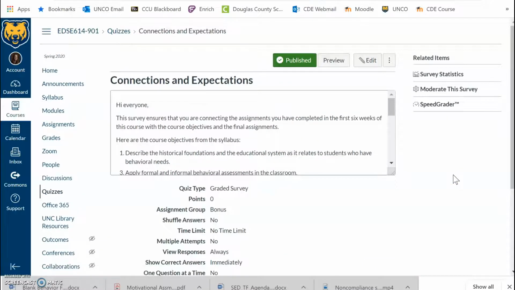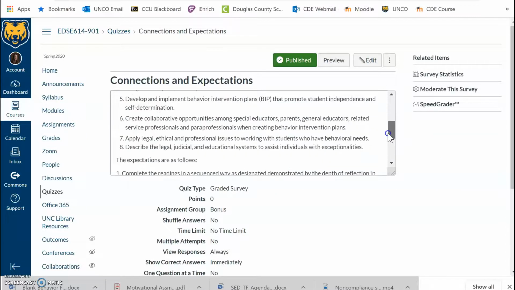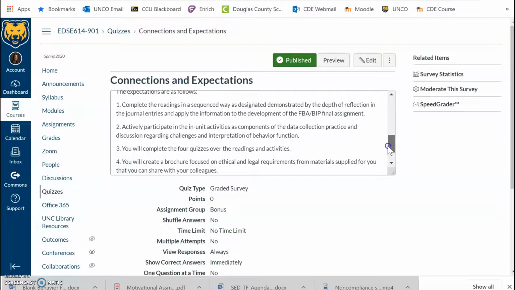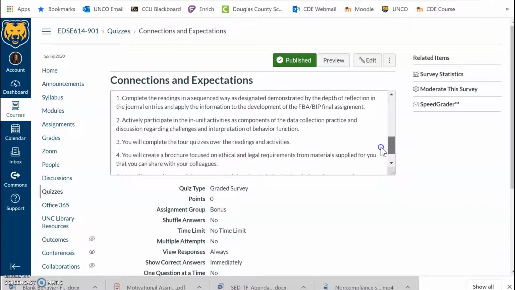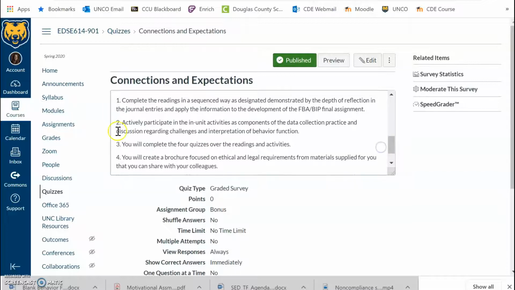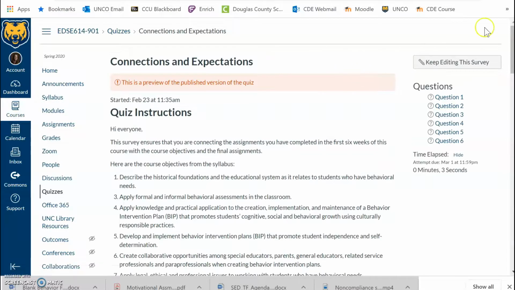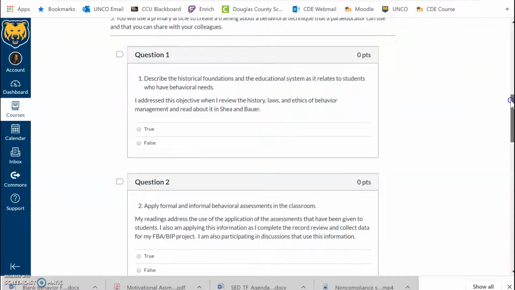And then finally, this is the Connections and Expectations survey. So you'll see that our course objectives are listed. Course expectations are listed. Some of these we have done or started for the assignments, others we have not. See the journal entries that I mentioned here, participation activity, discussions, quizzes. So we'll just take a look. Again, this is not worth any points, but I request that you do complete it, please.